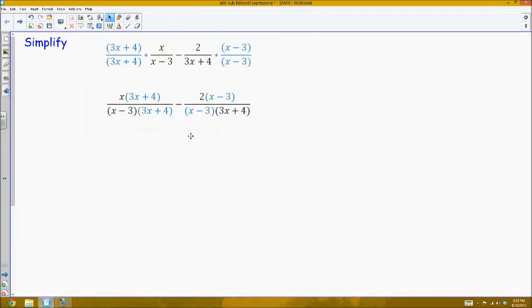Now notice that the next thing I would do is, since these are both over a common denominator, I can express them as a single fraction over that denominator.